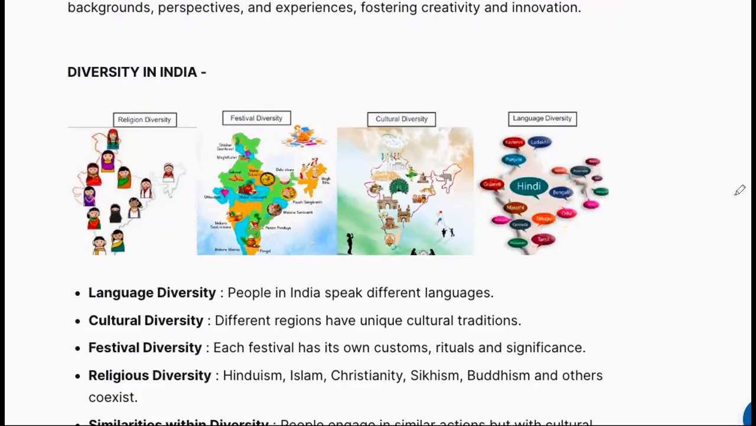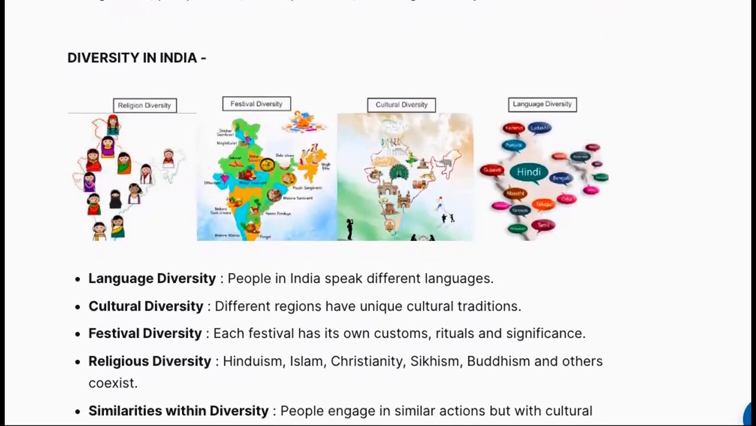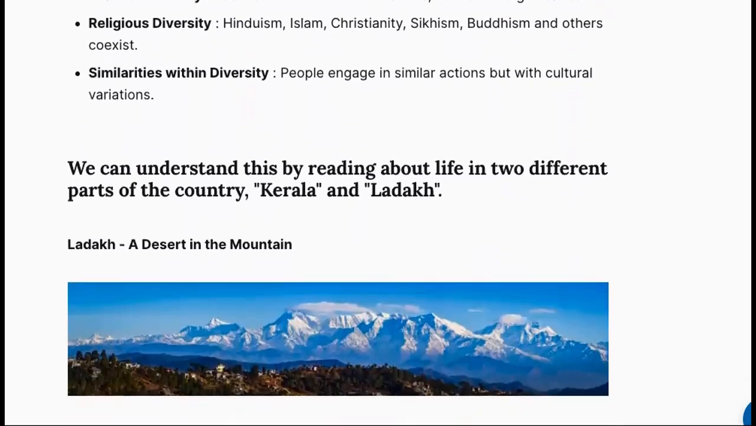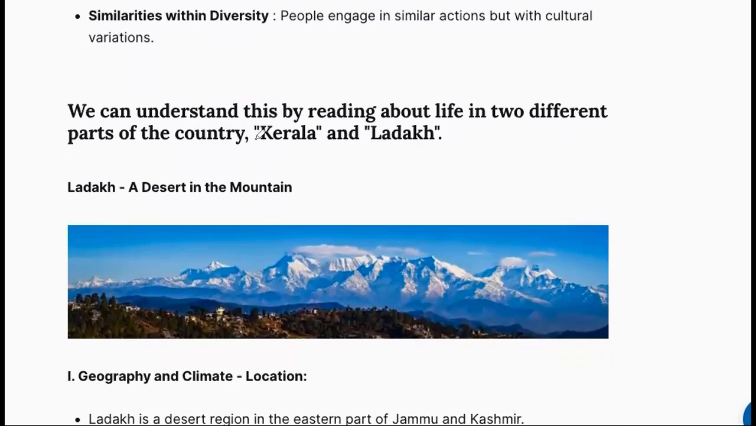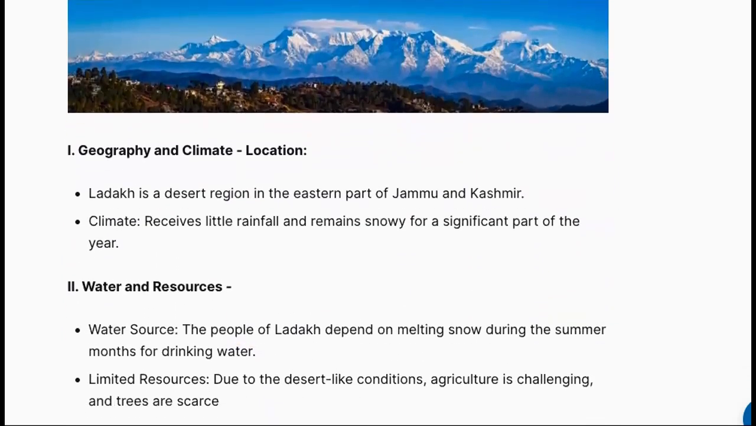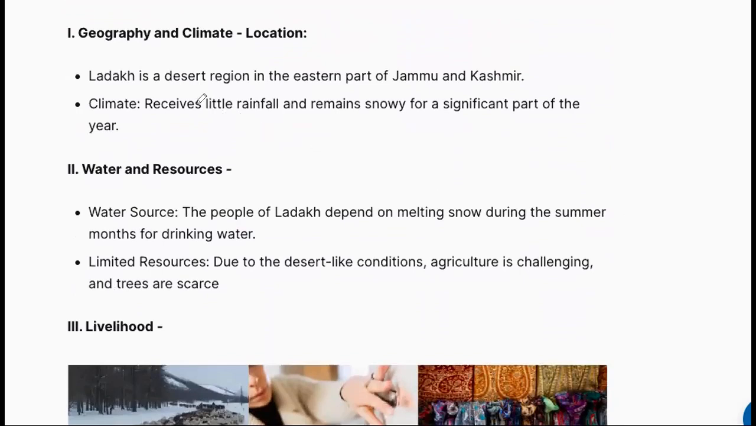In NCERT, two case studies are given to understand diversity more. We will be dealing with two places, Kerala and Ladakh. Let's see Ladakh first. What is Ladakh? It is a desert in the mountains. It is located in the eastern part of Jammu and Kashmir. It receives very little rainfall and remains snowy. People are mainly dependent on melting snow as a water source, and there are also desert-like conditions, so agriculture is challenging.